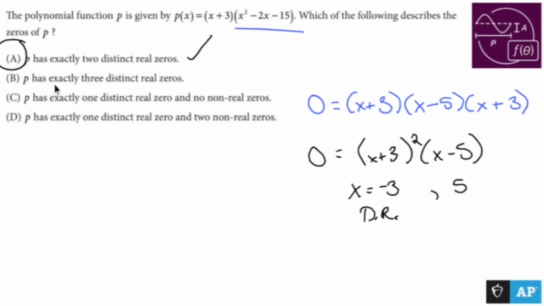P has 3 distinct real zeros would imply that I have 3 zeros and they're all different numbers, and that's not the case here. I do have 3 factors, but 2 of them repeat, so I only have 2 real zeros. And this choice is talking about, do I have an i? Do I have complex numbers? No, nothing like that. My answer is A. Make sure you read a problem like this carefully because the temptation to select B is there, but distinct means its own individual and unique number. That's not what we have.